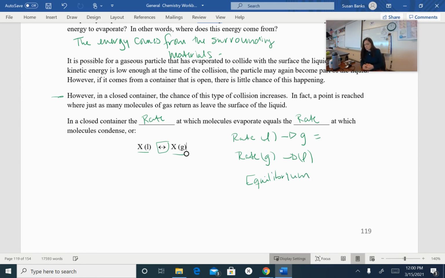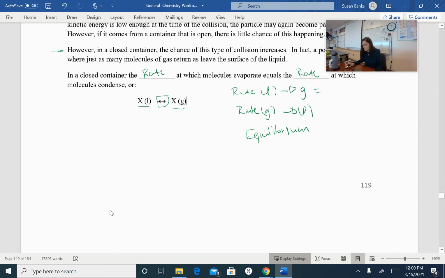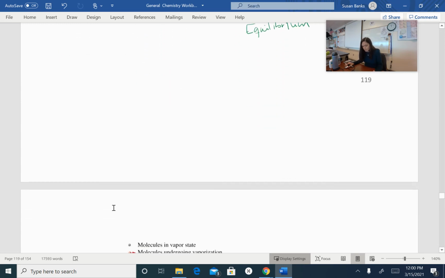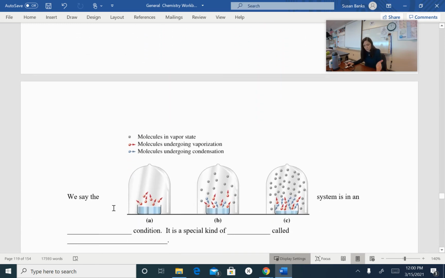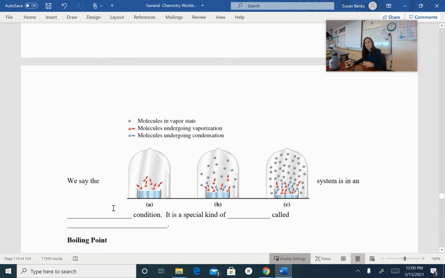Now, equilibrium just means the rate of the forward reaction is the same as the rate of the reverse reaction. The molecules are indeed changing. They are going back and forth between the liquid and the gas state, but the rate that they're changing is the same. So that means the net change, or the overall change of that system, is zero. So we say that this is an equilibrium condition.